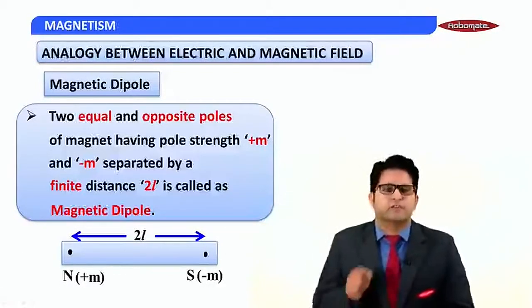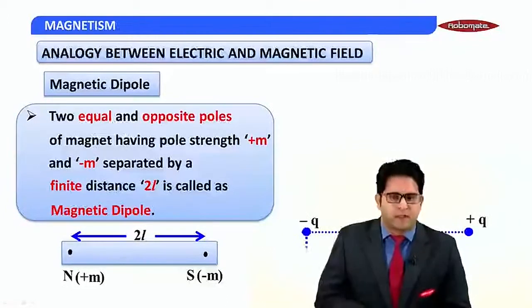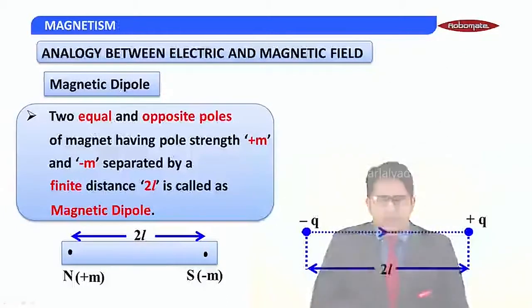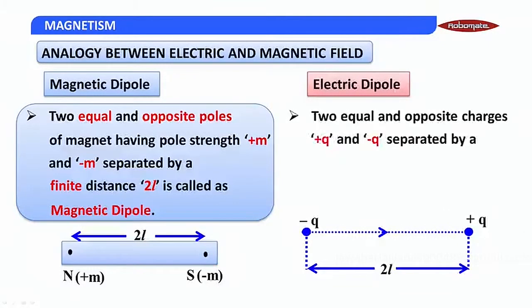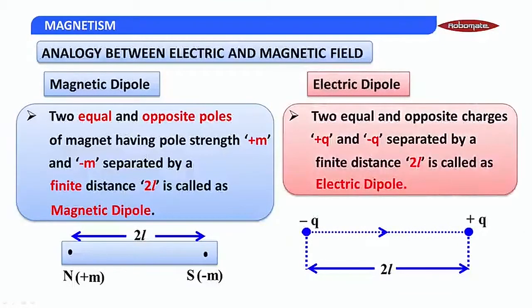Now the next definition that we are supposed to revise is the electric dipole. As you can see in the diagram, there is an electric dipole having two charges, minus q and plus q, separated by distance 2L. It can be defined as two equal and opposite charges, minus q and plus q, separated by a finite distance 2L is called an electric dipole. These two definitions are very important. Kindly note them down. Now let's move further.